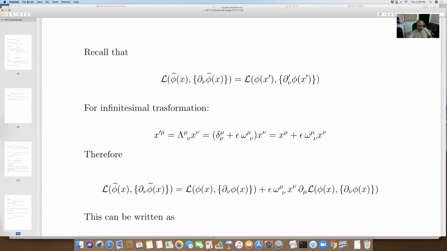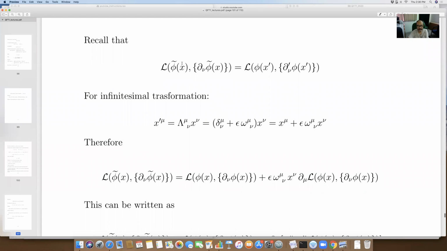Okay, so you had this relation, and now let's look at the infinitesimal transformation and see what happens. So you have defined this x prime, which is lambda mu nu x nu. It's only for that x prime that this is true. Now we are using lambda mu nu to be infinitesimal, so that's delta mu nu plus epsilon omega mu nu, times x nu. After you do this contraction, the first term is x mu, and you get epsilon times omega mu nu x nu. Again, the sum over nu is implied, because nu is repeated.